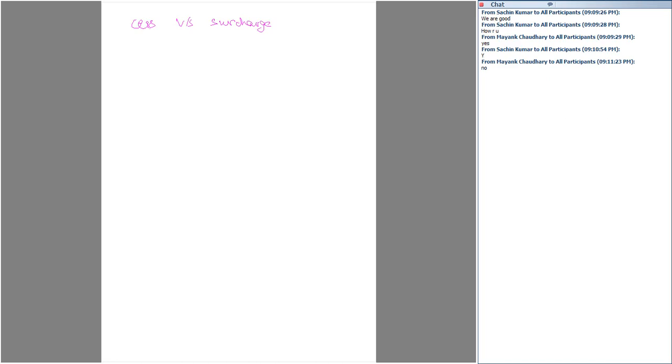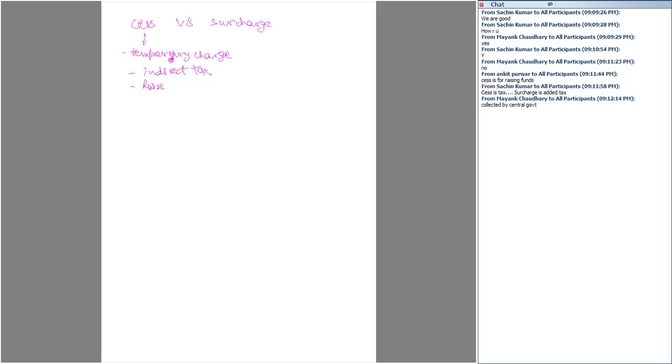Okay, so CESS is something that is a temporary levy. It's like a temporary tax that the government, CESS is meant for raising funds, as Ankit is saying. Temporary, it's a temporary charge that is levied. It's an indirect tax. Kind of tax only, and both of them are taxes. Yes, Sachin, both of them are taxes, but CESS is something that is temporary. It is used to raise a fund, as Ankit has pointed out. It is definitely collected by central government. That is also correct. Raise funds, for example, you have the Krishi Kalyan CESS.